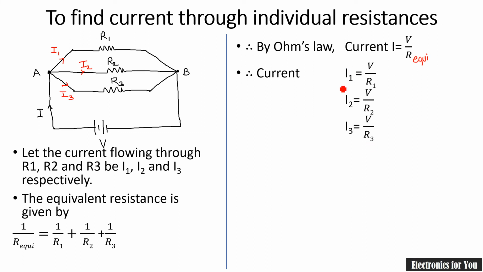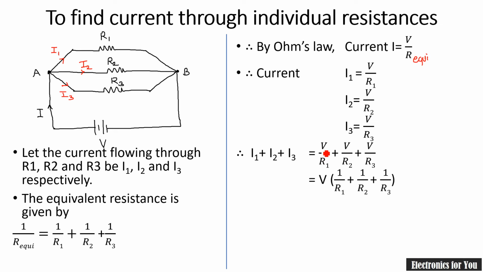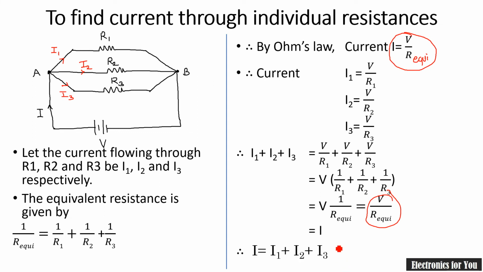Now, if we add these three currents I1, I2, I3, we get V divided by R1 plus V over R2 plus V upon R3. Further, V can be taken common and the equation will look like this, and 1 upon R1 plus 1 upon R2 plus 1 upon R3 is nothing but 1 upon R equivalent. So here is our equation. Further, V upon R equivalent is nothing but the total current, so it can be replaced by I, and therefore we can conclude that the total current is equal to the sum of individual currents.